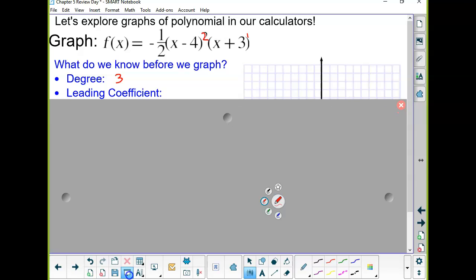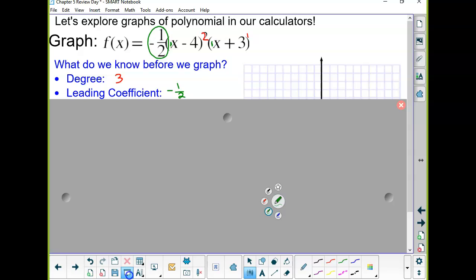Let's look at the leading coefficient. The leading coefficient is when you just multiply all the numbers together. So the number out in front, I get a 1/2. Technically, there's a 1 in front of the x and a 1 in front of this x. So if I multiply those leading terms together, 1 times 1 times negative 1/2, that means I'm going to have a negative 1/2 as a leading coefficient, which tells you you have a negative a value.